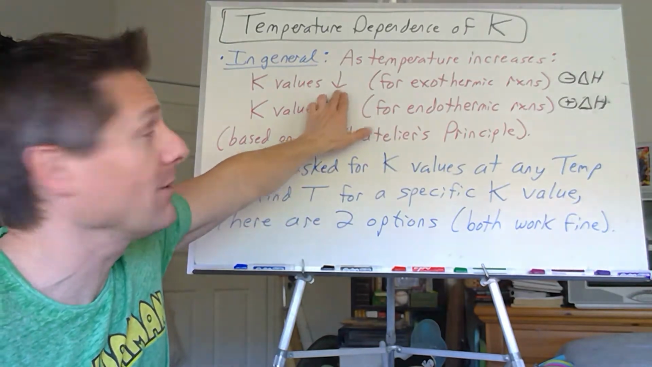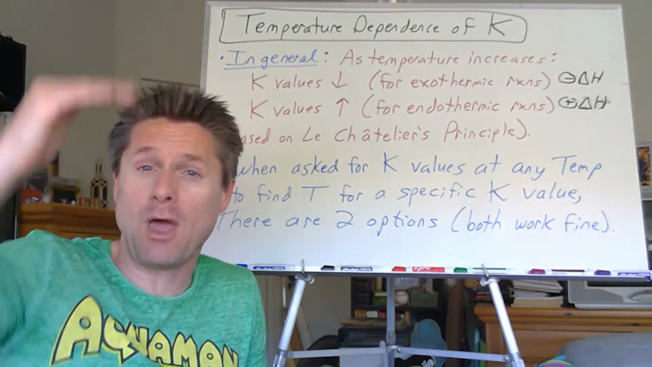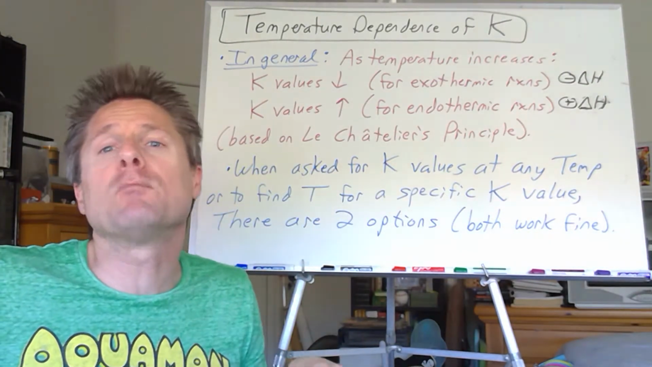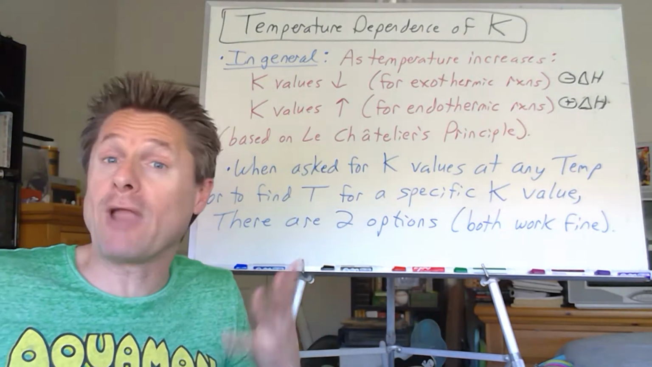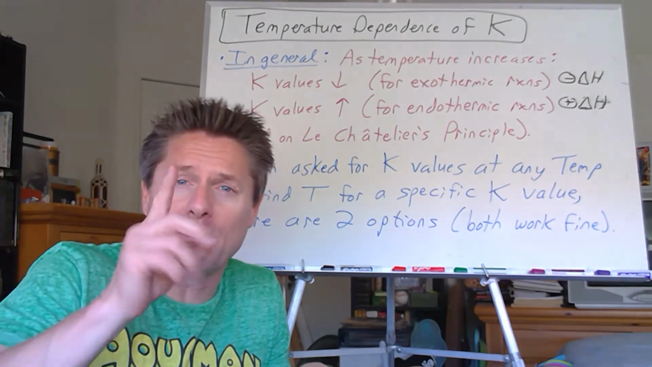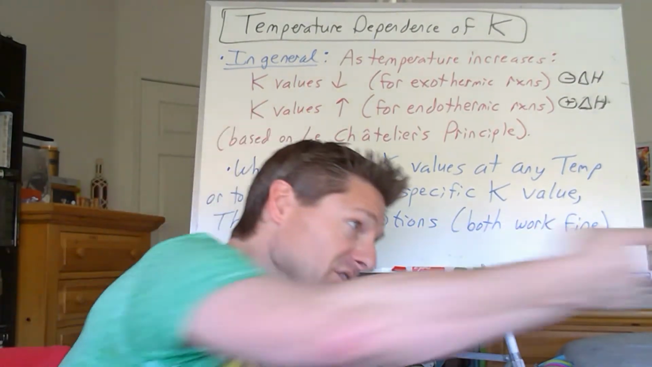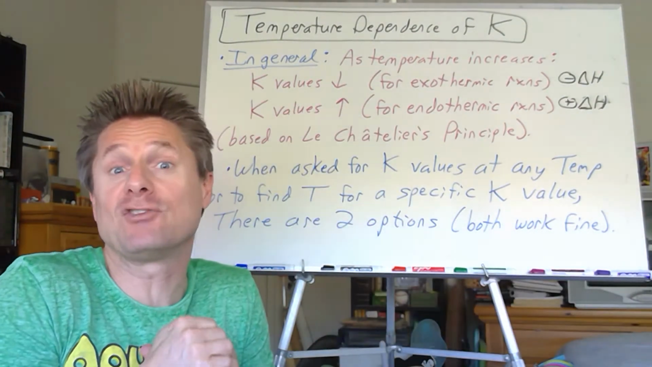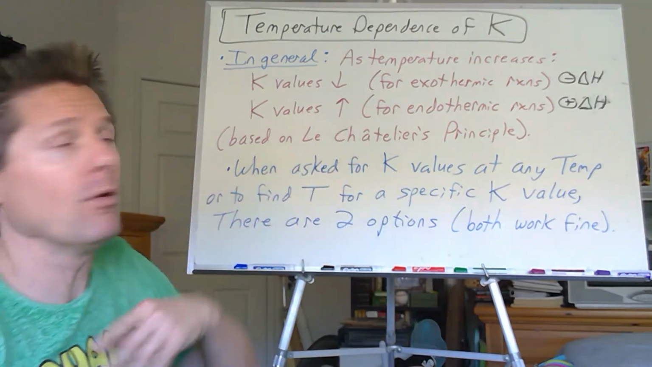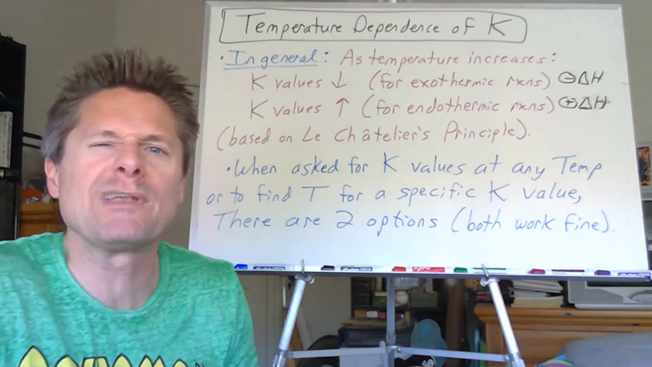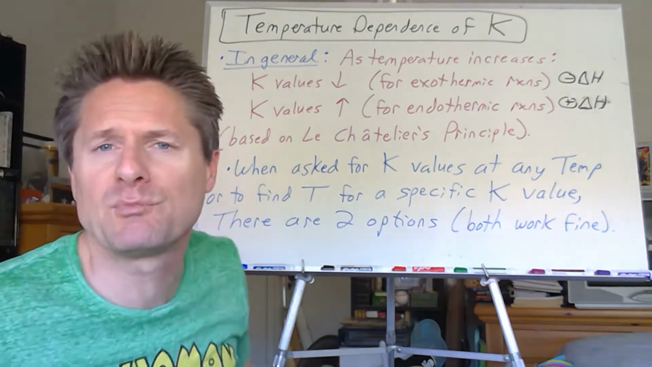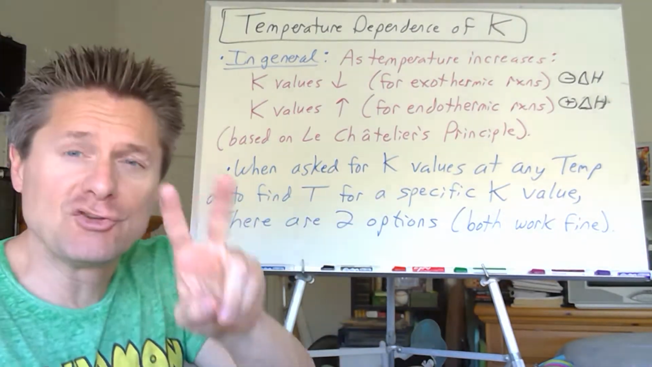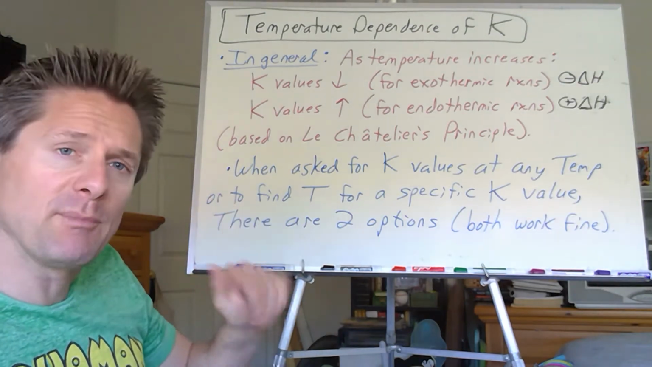That would drop your K value, right? Because K is product over reactants. So K would get smaller qualitatively for exothermic reactions. For endothermic, if you increase the temperature, you increase the reactant, so it shifts towards products to compensate, so you create more products, K will go up. All right? So we can kind of predict our answer ahead of time, but review Le Chatelier's principle if you need to. There's two ways we're going to do these problems, and two types of problems.